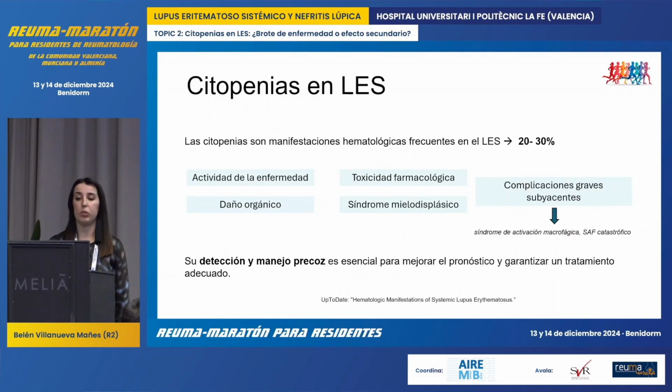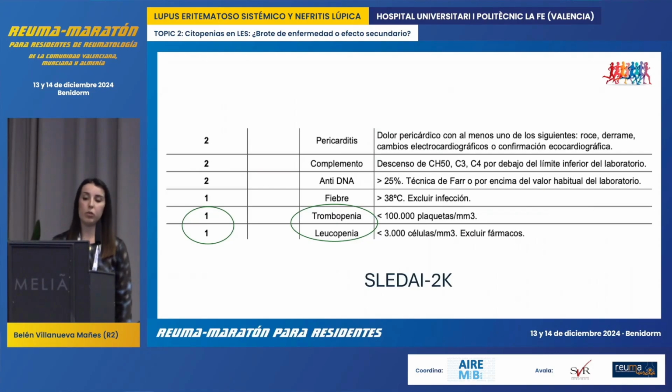They are present in about 20–30% of patients, and the causes are varied, ranging from disease activity to organ damage, drug toxicity, myelodysplastic syndrome, and even, although less frequently, serious complications such as macrophage activation syndrome or catastrophic APS, which can present with cytopenias. Early detection and management are important, especially in terms of the patient's prognosis. As you already know, both thrombocytopenia and leukopenia score 1 point on the SLEDAI-2K scale.